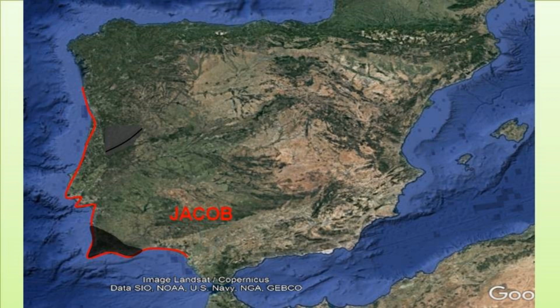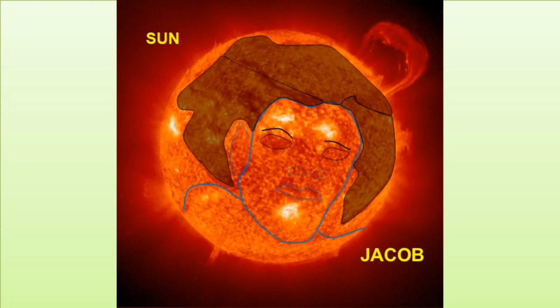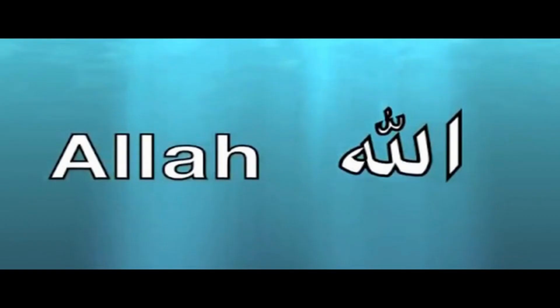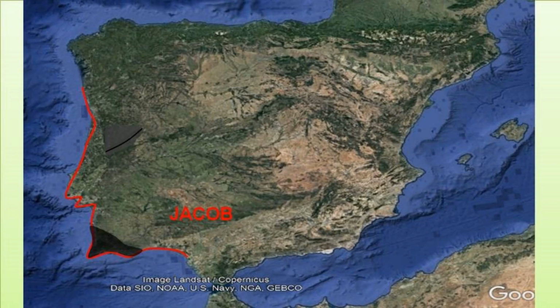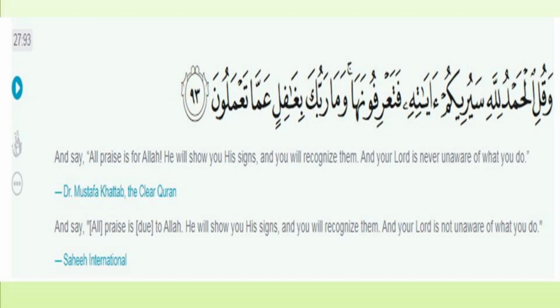First, let me show you an interesting thing. As we all know, this is a photograph of the sun, but if you carefully observe, you can see an image of Jacob in the sun as shown in this slide. The lone creator of the universe, Allah subhanahu wa ta'ala, has created the images of prophets in the planets, stars, nebula and galaxies as he has promised to show his signs as mentioned in the Quran, Surah number 27, verse number 93. Before we dig into the life history of Jacob, first let us understand a few facts about the sun.